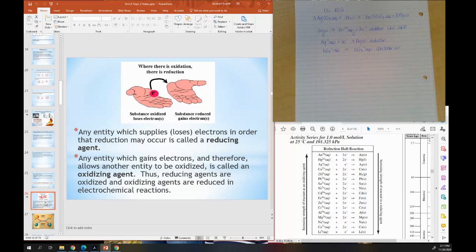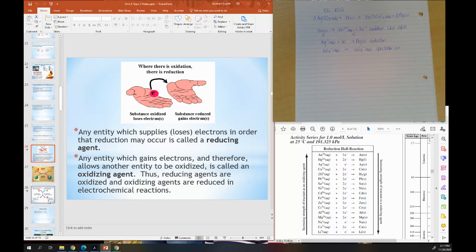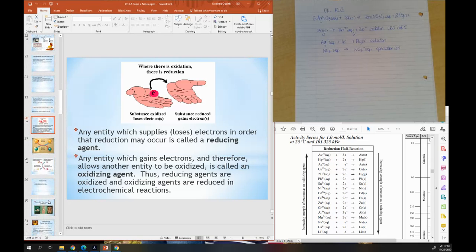Any entity that gains electrons, and again, by gaining electrons, it's helping something else be oxidized, is called an oxidizing agent. So again, you should know both terms, just oxidation and reduction in general, but also know what a reducing agent is versus an oxidizing agent. All right. So again, make sure you understand and know those two terms. So again, I would encourage you to do some more practice where you have to write a balanced chemical equation and then write the half reactions for what's undergoing oxidation and what's undergoing reduction.